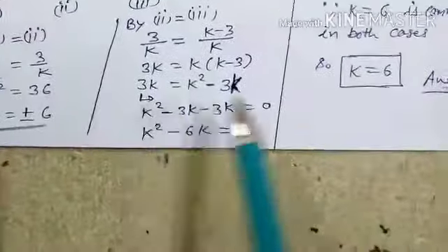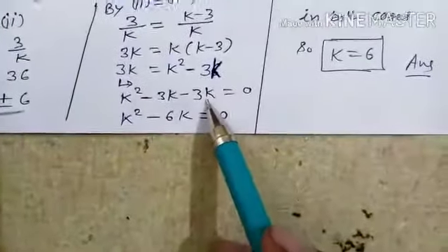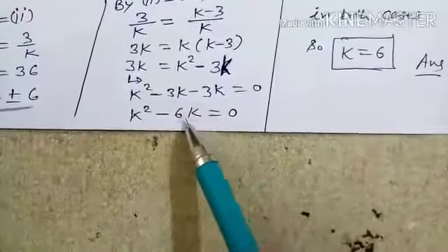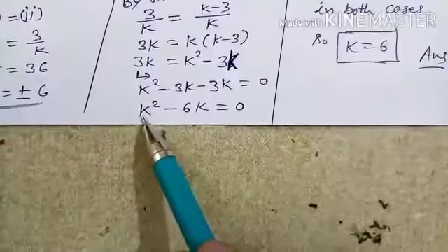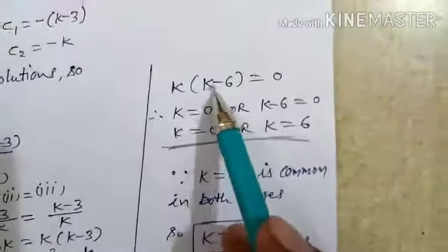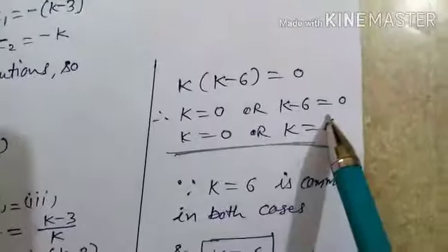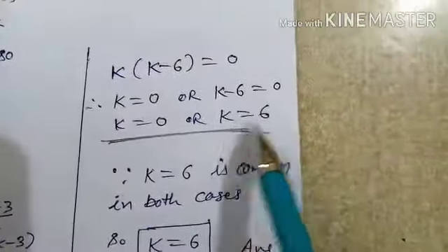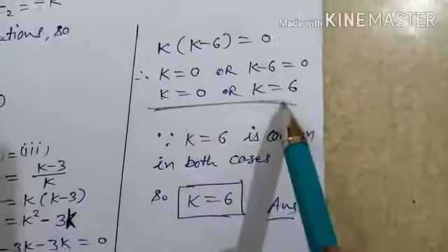Now this 3k transfer into right side, so k square minus 3k, also it will be minus 3k, because it is plus, so it will be minus 3k. So minus 3k and minus 3k, it will be minus 6k. Now k is common. When k is common, in the bracket k minus 6 remaining. Either k equal to 0 or k minus 6 equal to 0. So first answer is k equal to 0, and minus 6 transferred to right side, so k is equal to 6. So in this case there are two answers, k equal to 0 and k equal to 6.